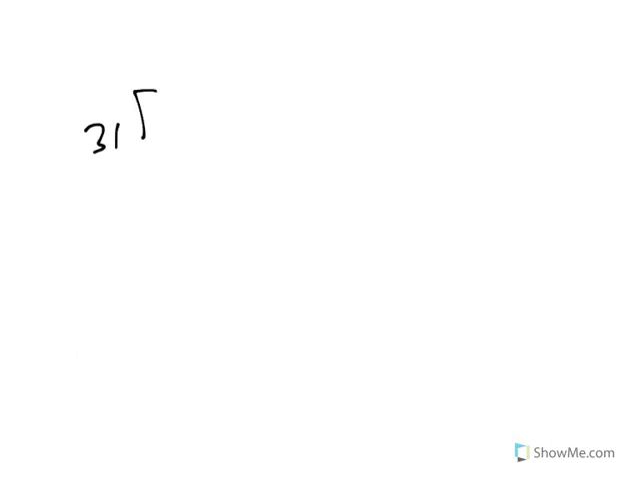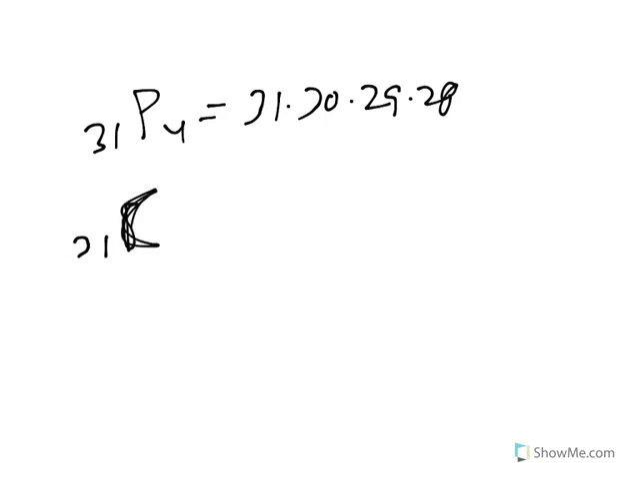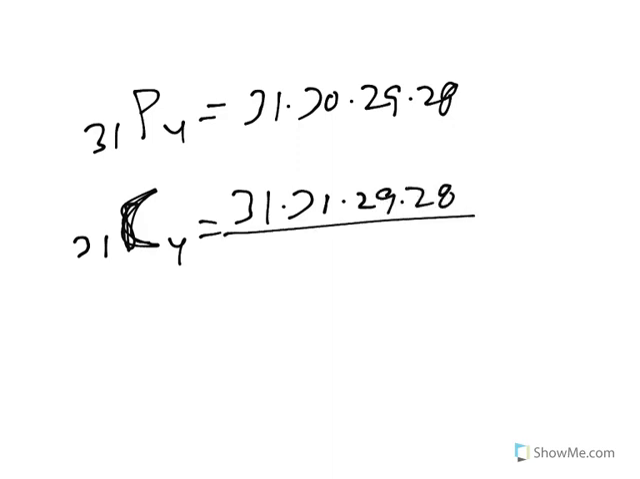Baskin-Robbins has 31 flavors, so a 4-scoop cone would be 31 times 30 times 29 times 28, which would be a very large number. 31C4 would be cups, that would be much smaller: 31 times 30 times 29 times 28 over, not 4, but 24, 4 factorial.